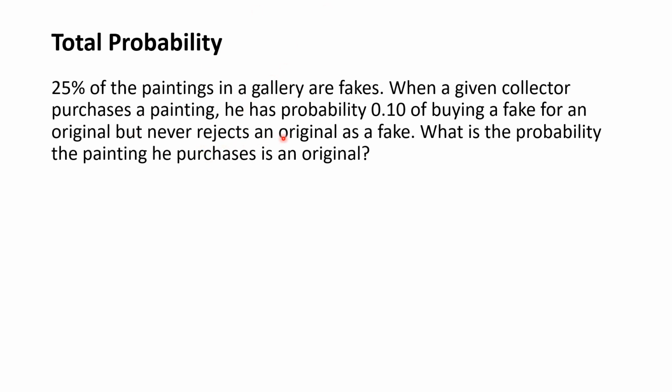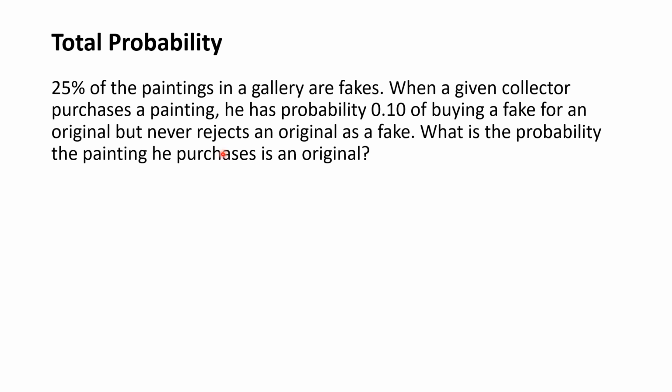But he never rejects an original as a fake. So if he's interested in a painting and it turns out to be original, he never makes a mistake and thinks it's a fake and then doesn't buy it. So he's 100% in that category. And we're asked, what is the probability the painting he purchases is an original? So we're assuming he buys a painting from this gallery, and we want to know what's the probability that it's an original. So you may want to pause here and work on the problem.